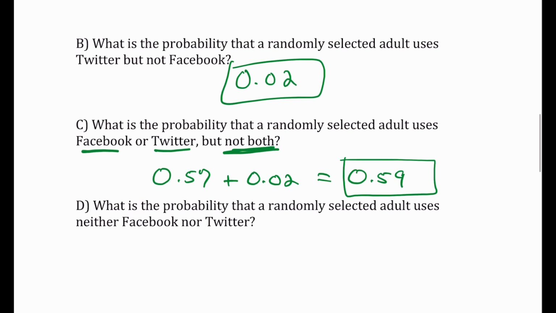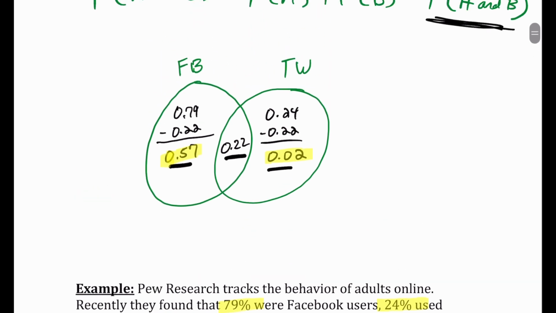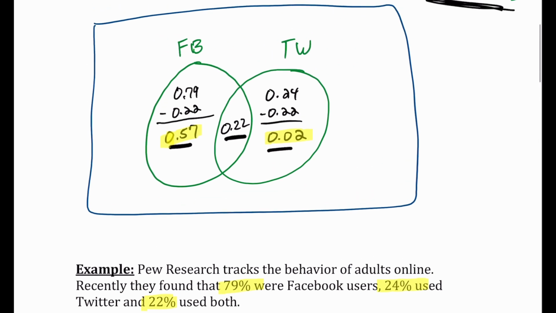Then lastly, what is the probability that a randomly selected adult uses neither Facebook nor Twitter? We know the probability that someone uses either Facebook or Twitter. So how about we do this? What if we encapsulate our Venn diagram in a box here? We know the probability that somebody uses Facebook or Twitter is 0.57 plus 0.22 plus 0.02, and we said earlier that was 0.81. So now the probability that we do not have a Facebook or Twitter user, we can use the complement. And so the complement will be here, 1 minus that 0.57.